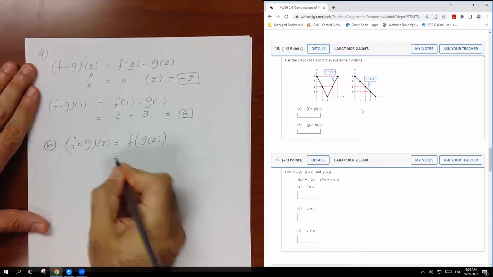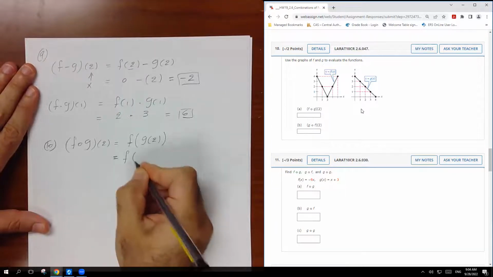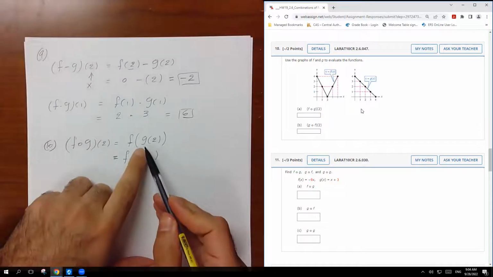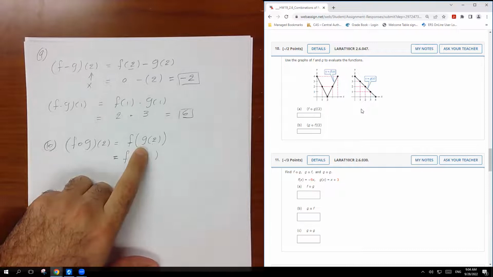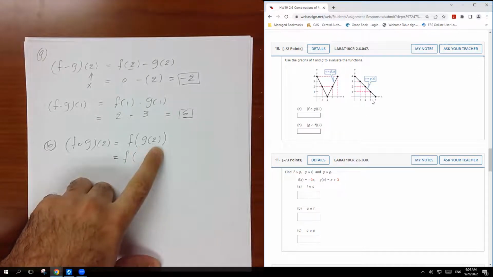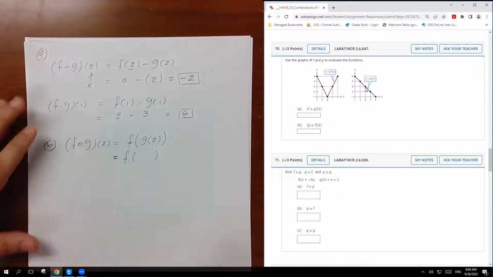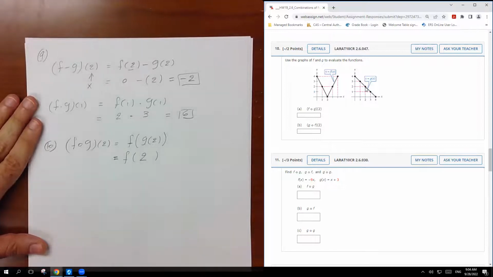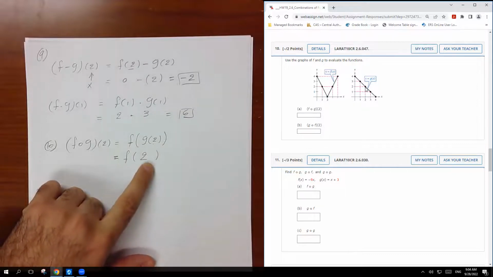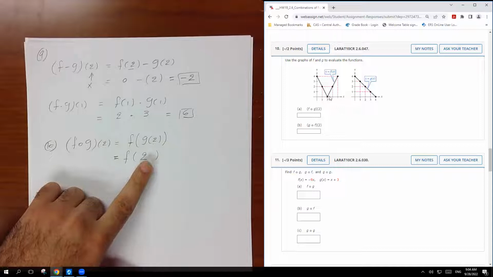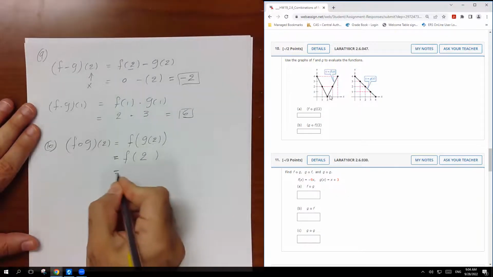So I'm going to write this down. Here's the f. Let's work on the g function first. With the g function, when x equals 2, how much is y? When x equals 2, y equals 2. So that means everything here is going to be 2. Now I'm going to use the f function, f of 2. When x equals 2, how much is y? The y is 0. So this one is going to equal 0.